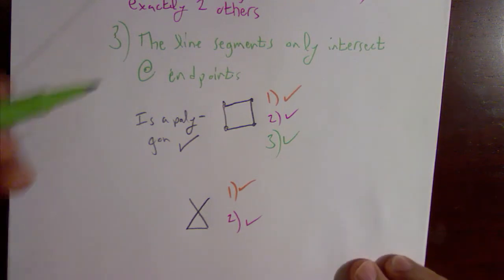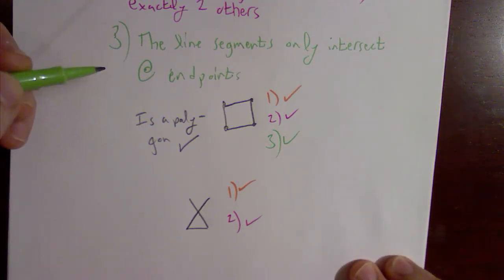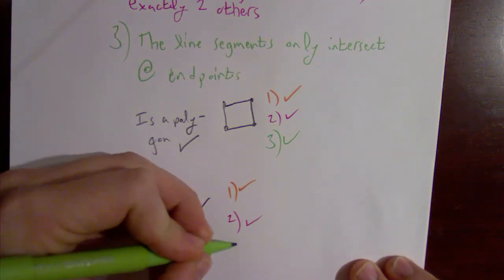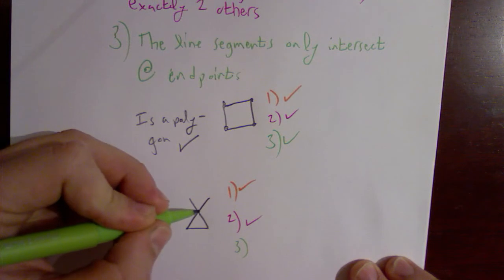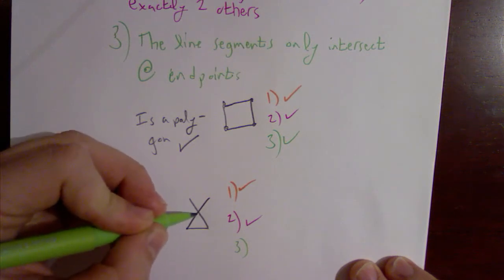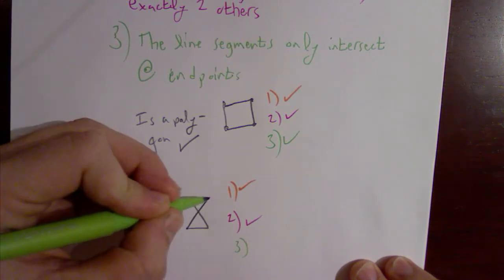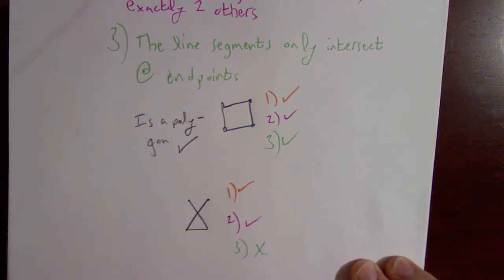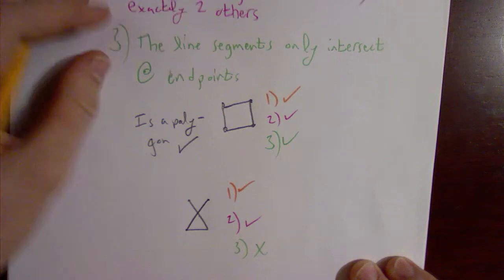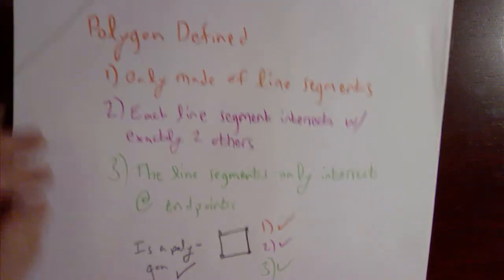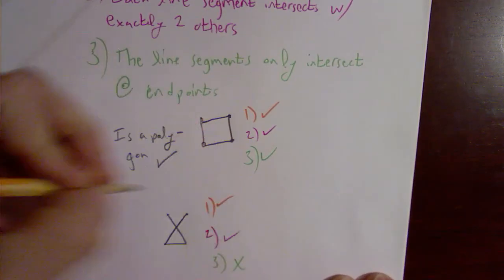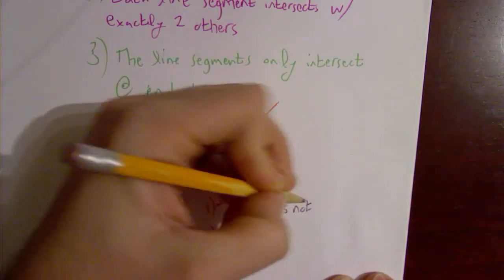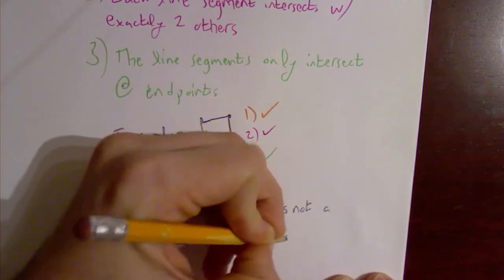And let's take a look at 3. The line segments only intersect at endpoints. Well, here and here, it works out well. But over here, this intersection is not at the endpoint. The endpoint is here and here. So it does not fit with this third part of our definition of a polygon. So that means that this is not a polygon.